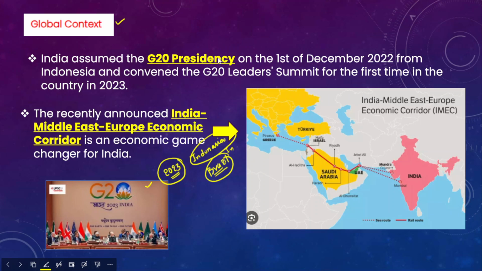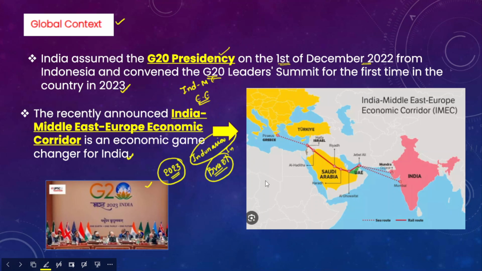Now India assumed the G20 presidency on 1st December 2022 from Indonesia and convened the G20 Leaders Summit for the first time in the country in the year 2023. Okay, so apart from that, India has also launched the India Middle East and Europe economic corridor. So it is an economic game changer for India.